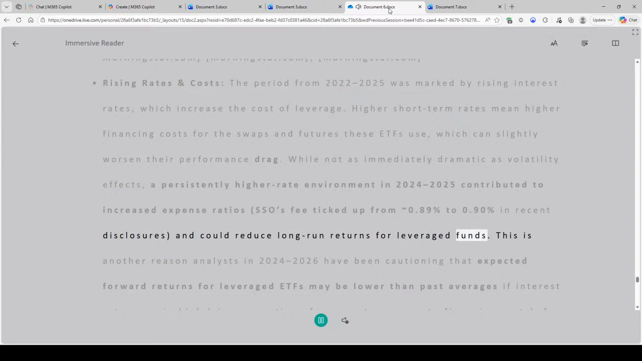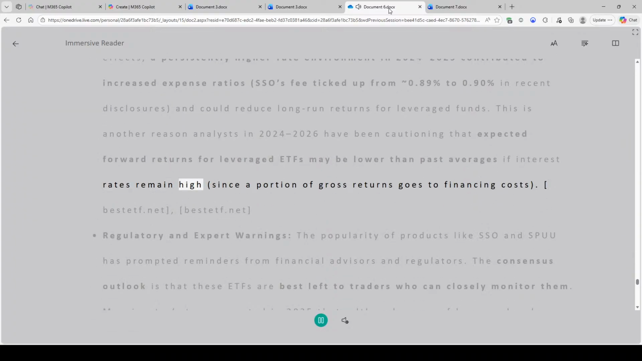and could reduce long-run returns for leveraged funds. This is another reason analysts in 2024 to 2026 have been cautioning that expected forward returns for leveraged ETFs may be lower than past averages if interest rates remain high, since a portion of gross returns goes to financing costs.